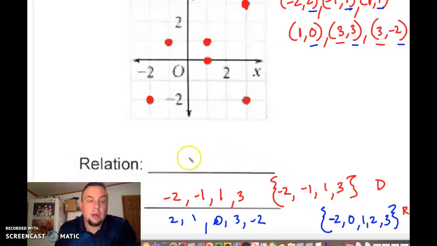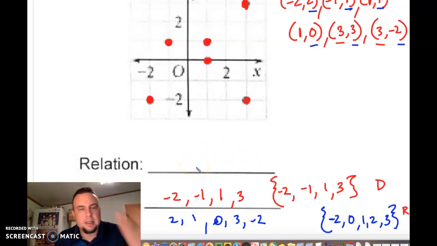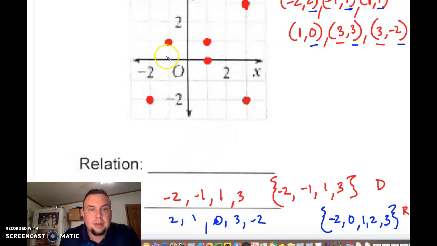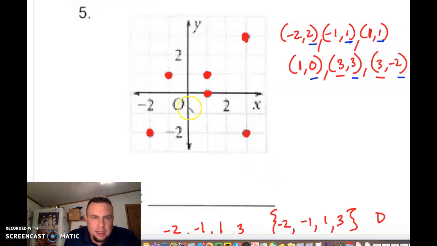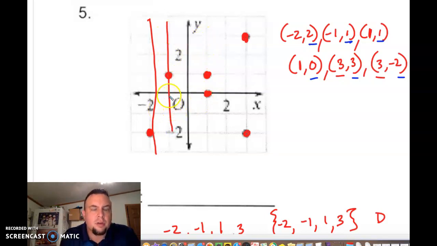Is it a relation, or is the relation a function, I should say? And if we looked at it, this is what we call the vertical line test. Last little thing, vertical line test. We draw a line straight down. It only goes through one time in there, so it's a function so far because the x's only have one y value attached to it.